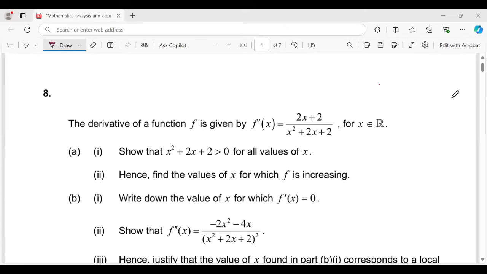Number 8. The derivative of a function f is given by this rational function. Show that x squared plus 2x plus 2 is greater than 0 for all values of x.